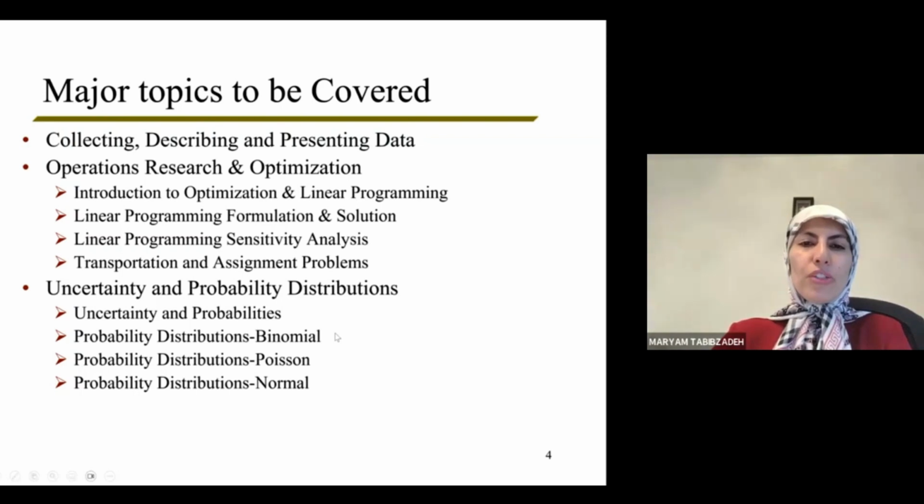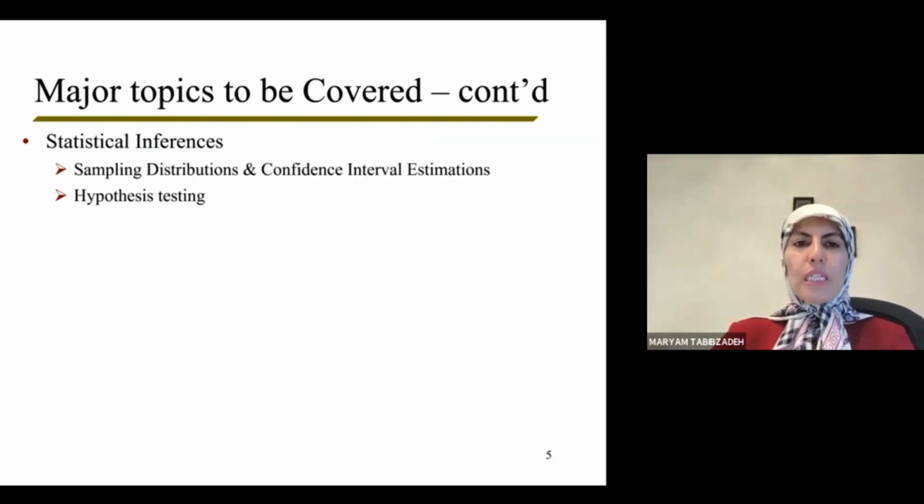we introduce 3 major probability distributions, which are binomial, Poisson, and normal probability distributions. Then we move to the usage of the probability distributions and uncertainty as a foundation to introduce statistical inferences. And we first talk about sampling distributions, confidence interval development, and then that is used as a foundation and one of the methods for hypothesis testing.